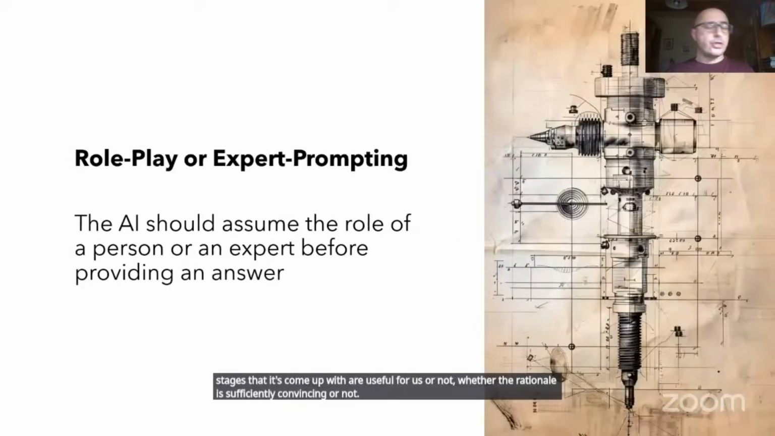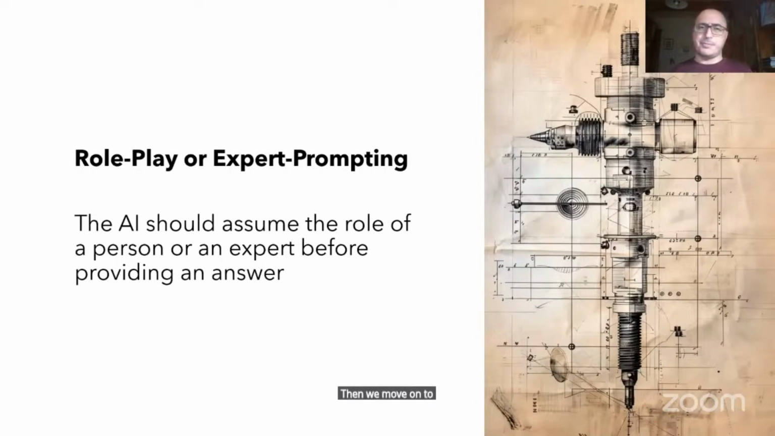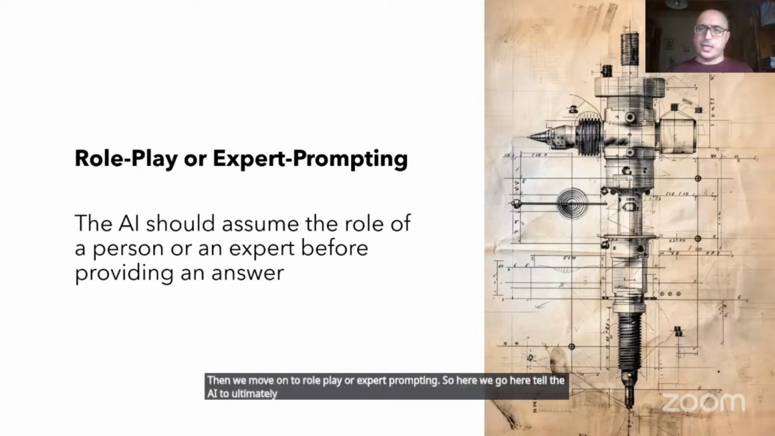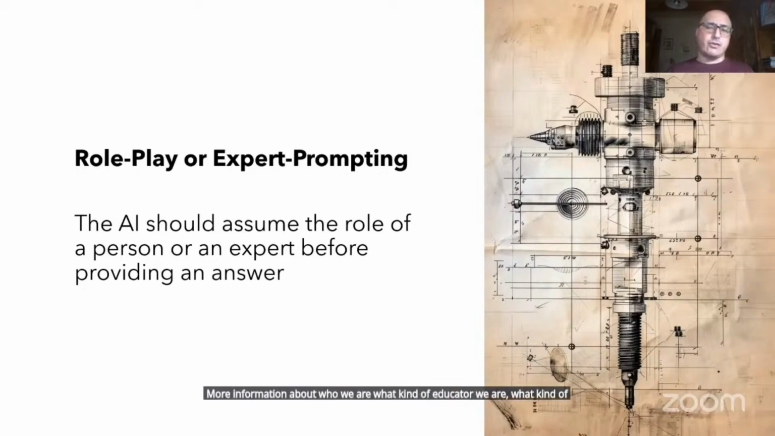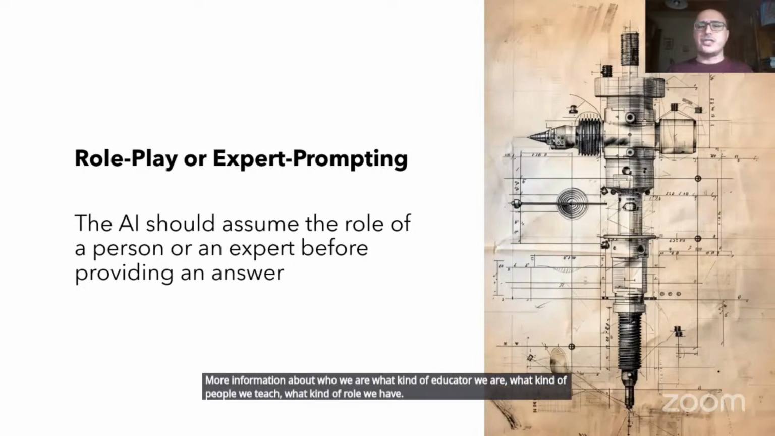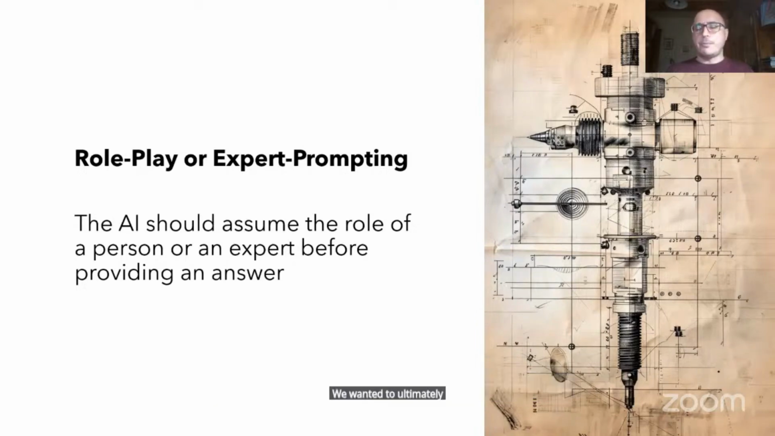Then we move on to role play or expert prompting. So here we tell the AI to ultimately adopt a particular role. Now, as educators, we might want it to adopt our own role. And that's where we need to give it more information about who we are, what kind of educator we are, what kind of people we teach, what kind of role we have. We want it to ultimately adopt a position of expertise.